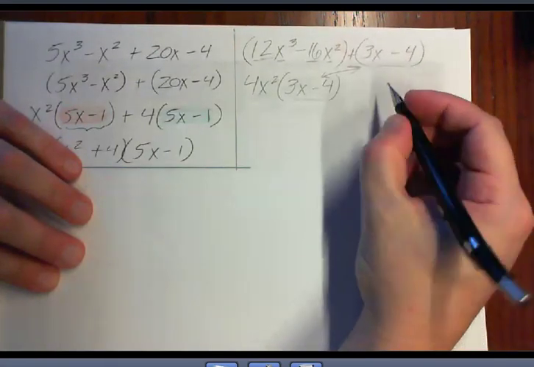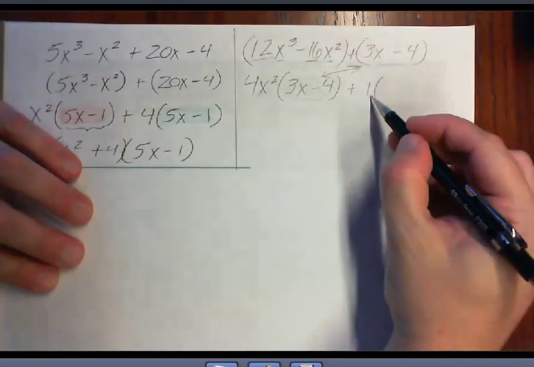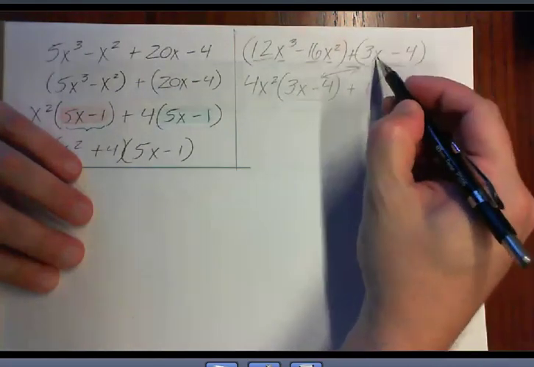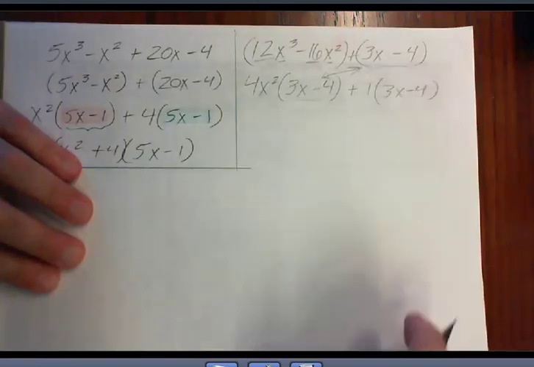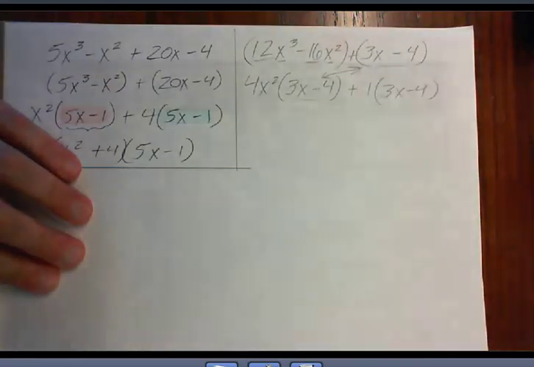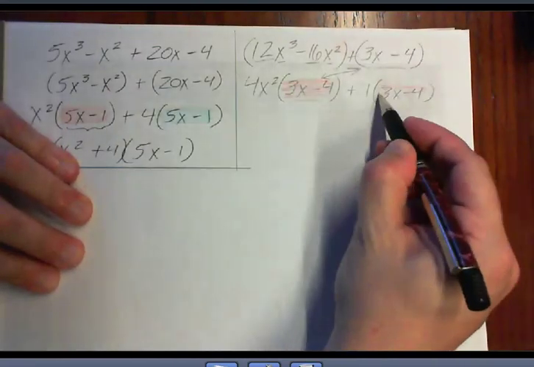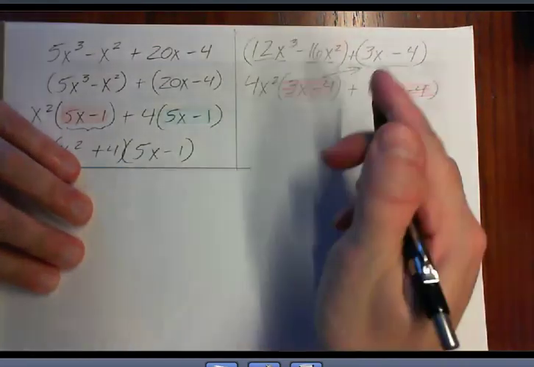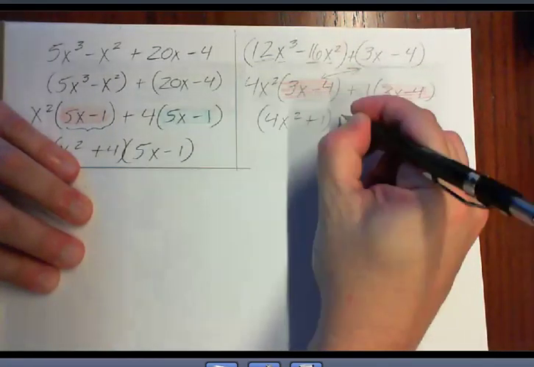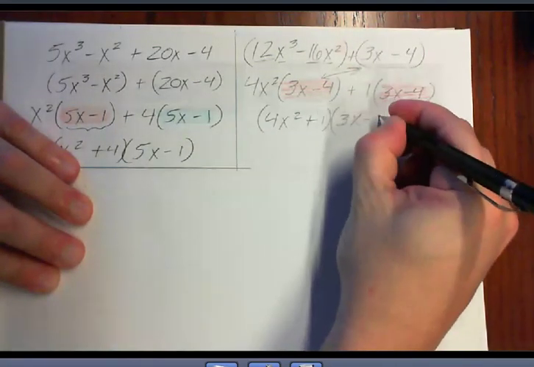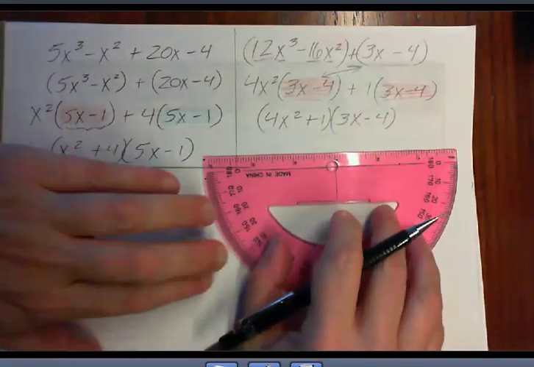Well, what does that mean? Well, that means I'm simply going to factor out a 1. Everything has a factor of 1, correct? So 1 times 3x minus 4. That way I keep these values the same. They have to be the same. Alright, so 4x squared plus 1 times 3x minus 4. Right, that's your final answer. Nothing additional you can do.